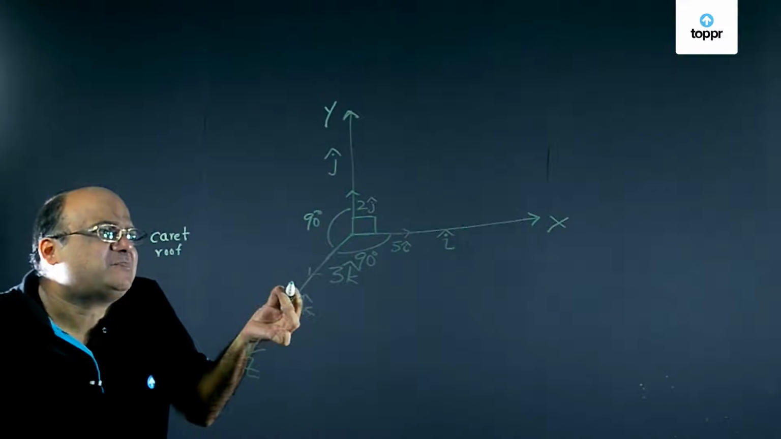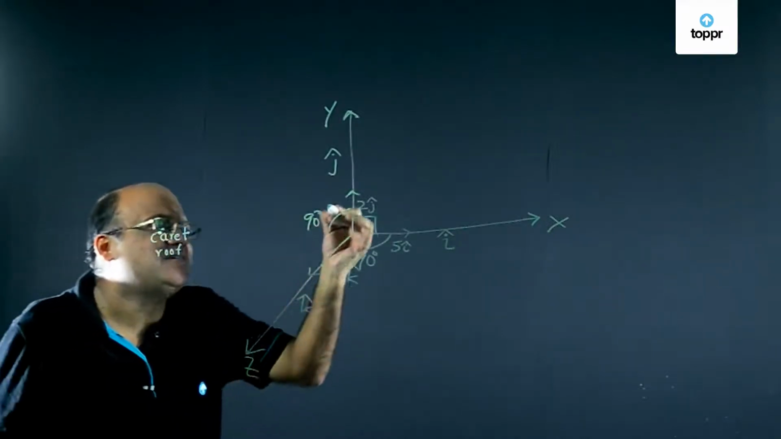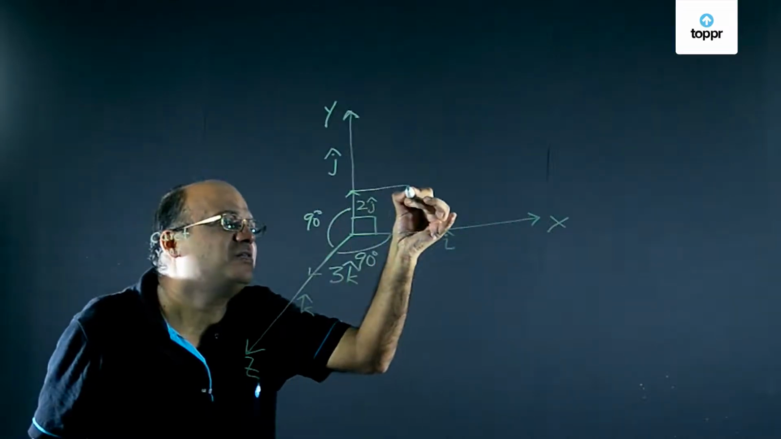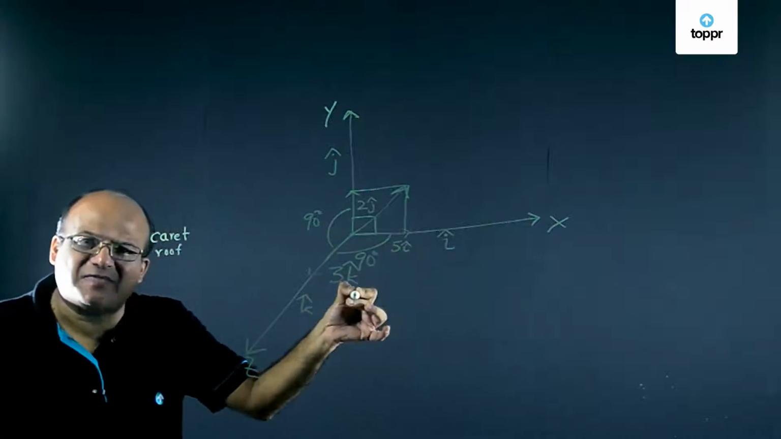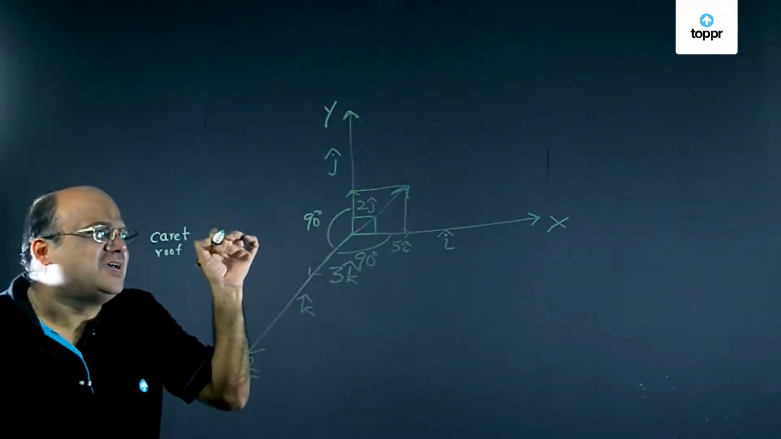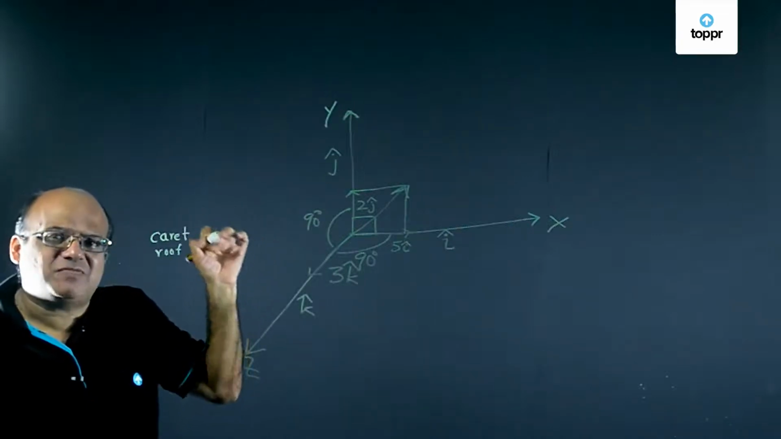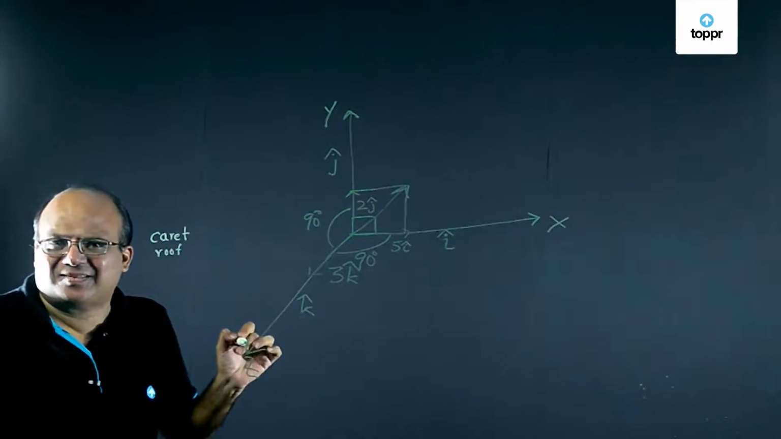Suppose a particle has a displacement of 5 i cap plus 2 j cap. That means the particle has moved in this direction, in the vector sum of 5 i cap and 2 j cap. So these are the 3 unit vectors along the x, y and z axis.